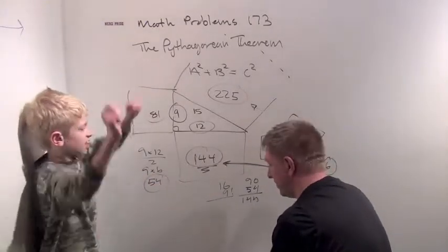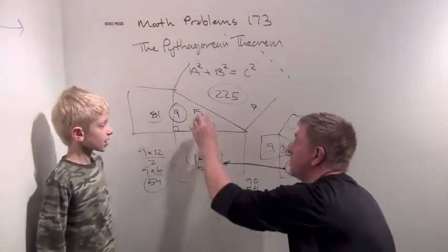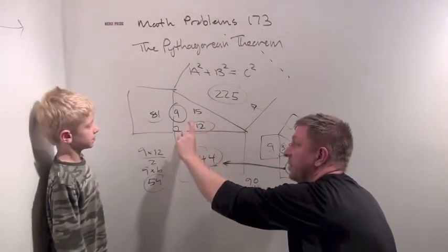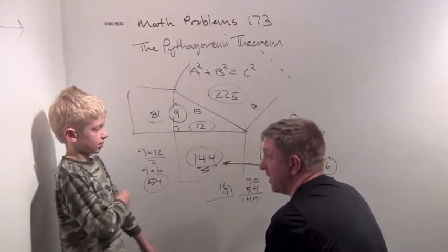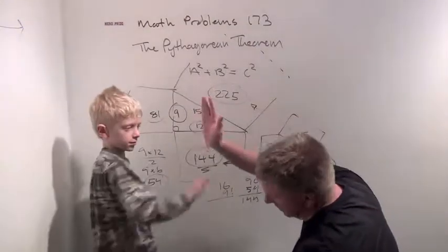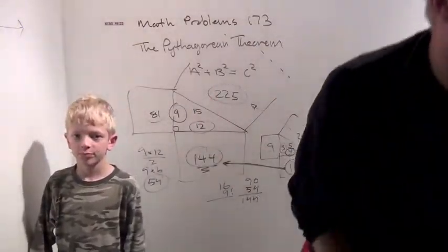So what I wanted to show you is when I multiply the sides by a number, the area gets multiplied by the square of that number. That's kind of a fun exercise in learning about scaling.